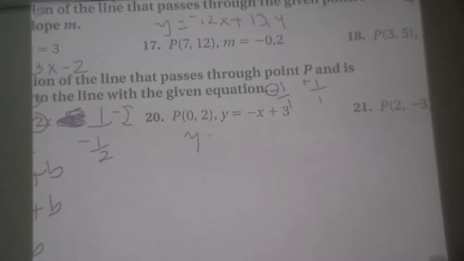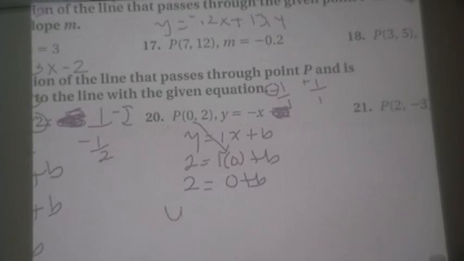So y is equal to 1x plus b. Remember to ignore this b. It's not going to help us any. It's only going to mess us up when we put it in there. 2 equals 1 times 0, I'm putting in these points, plus b. So that's 0. So b must be 2. And the equation of the line is y equals x plus 2.